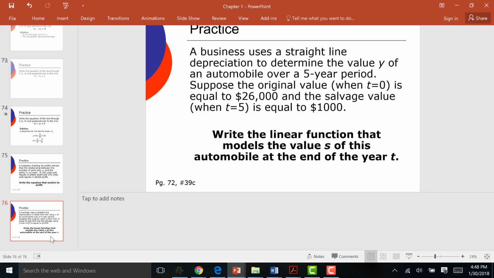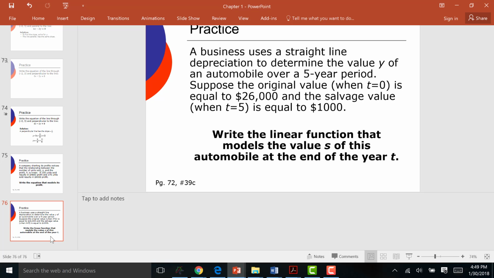The salvage value is the value after those years are over. So they're saying T equals 5, meaning 5 years after you bought the car, what's the value of the car 5 years later? $1,000. It's a sad thing when you spent $26,000. Okay? So they want you to write, what did it say right now? The linear function. Is that the same thing as write the equation? Yes. Remember, I use function and equation interchangeably. So if it says write the equation, write the function, same thing.